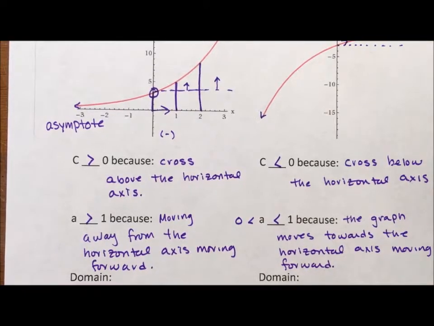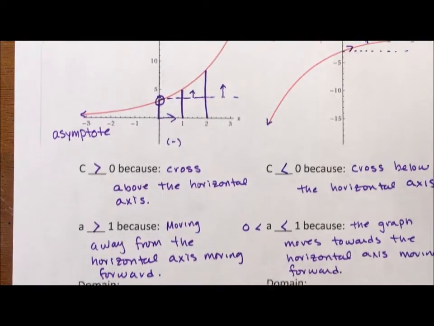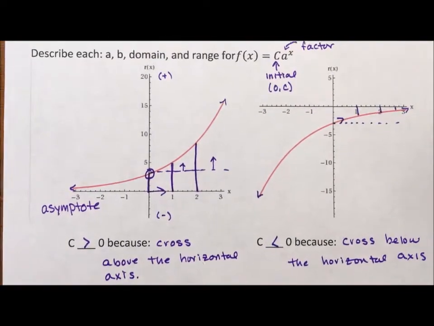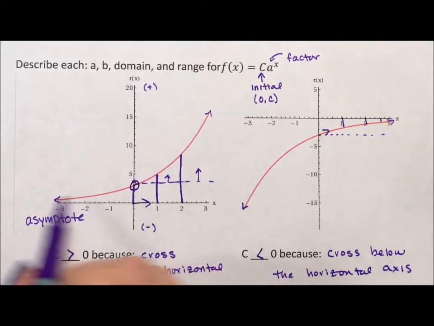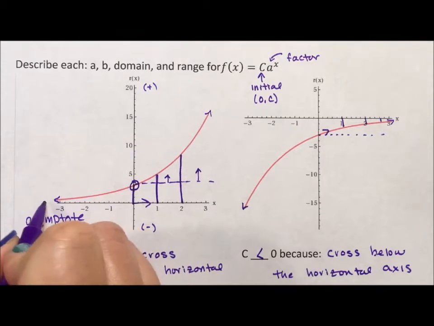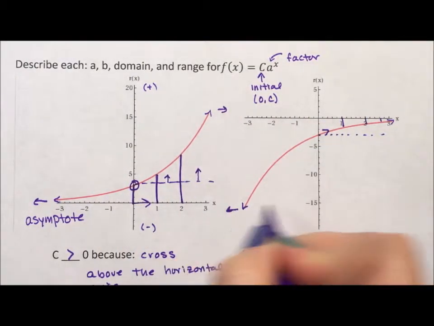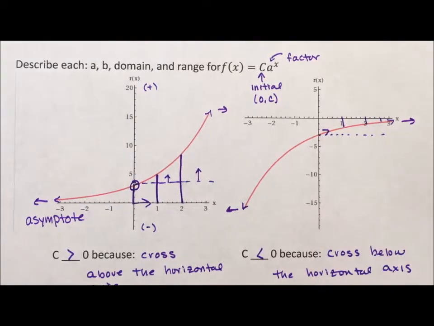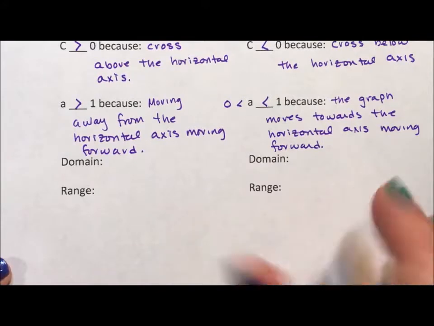Okay. Next, I want to do the domain and range of these two graphs. So I'm going to quickly come back so we can really see these graphs. Domain is talking about the horizontal axis. And notice with this arrow, we're going forever left, and with this arrow, we're going forever right, which means the domain in both cases is all real.